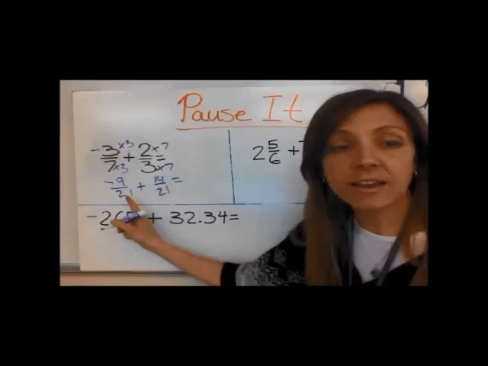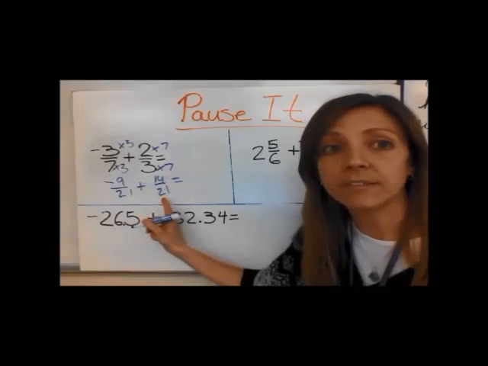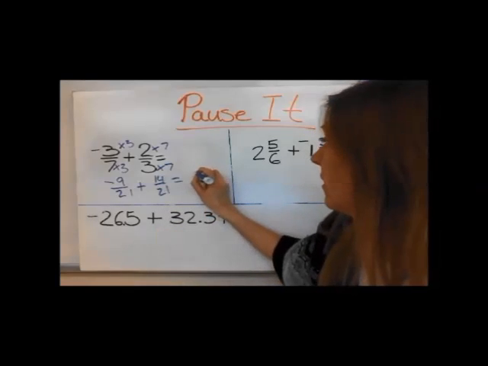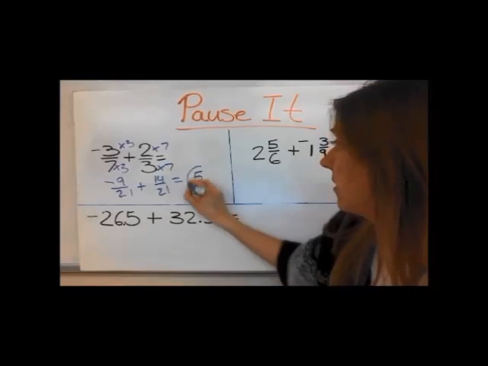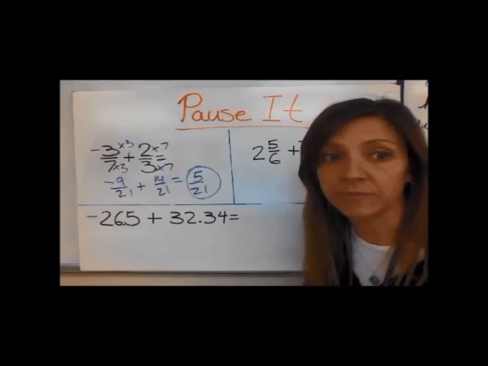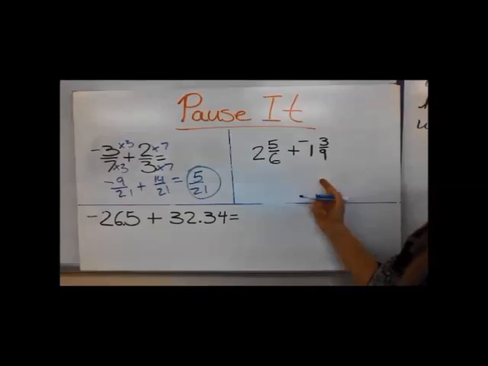When you add a positive and a negative, ask which one has more. There's more positivity, and subtract. I'm going to take 9 from the 14. That leaves me 5. 5 21sts is my answer here. Let's move to the next one.